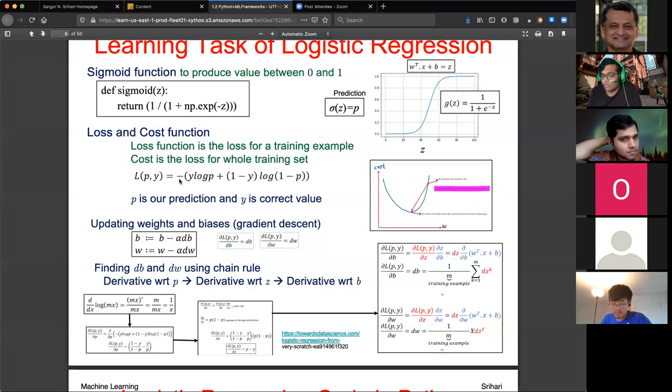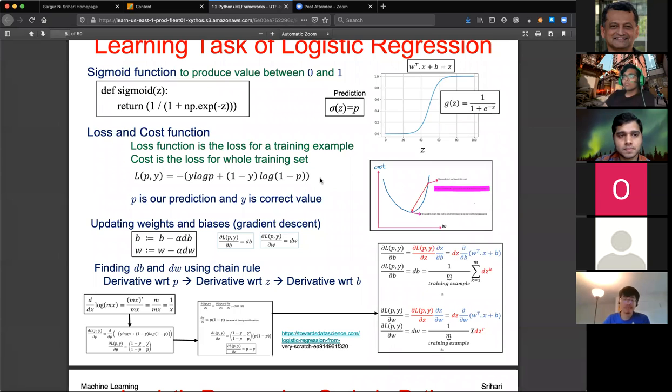How do you relate P and Y? In this strange way. The value is between 0 and 1. So we do y log p plus (1 minus y) times log (1 minus p). So this is the loss function here. You can think of it as some measure of error, but it's not explicitly so.